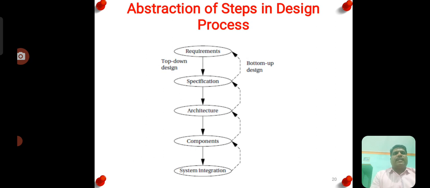These are the various abstraction steps in the design process. First, we get the requirements from the customer or the user domain. Then we have to provide a proper specification. Then, based on the customer requirement, we have to design the architecture, that is, the hardware architecture as well as the software architecture. Then we have to decide what input-output components we are going to use. Finally, system integration, that is, hardware and software are combined together for a specific task. After this system integration, we have to check whether the customer requirements are satisfied based on their needs.